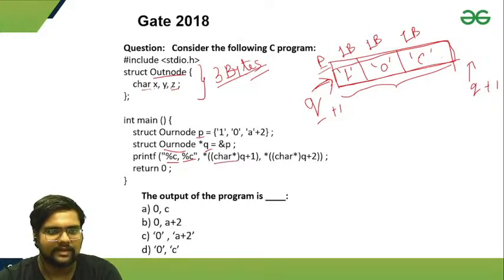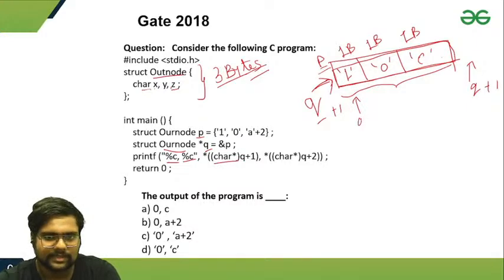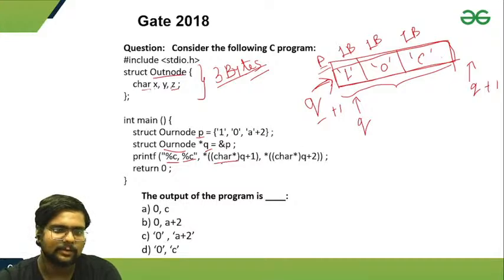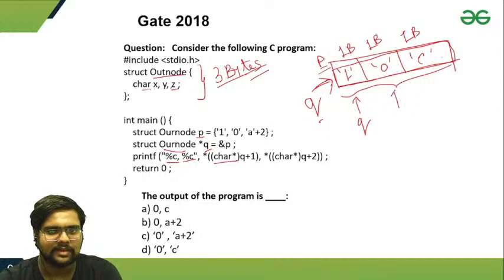So first I will convert this pointer to char star. Now q will point to this first byte, and I will add 1 to it. So we have reduced the type from out node to char. We have typecasted it, so now it will not increment by 3 but by 1. When I increment it by 1, it will come here.